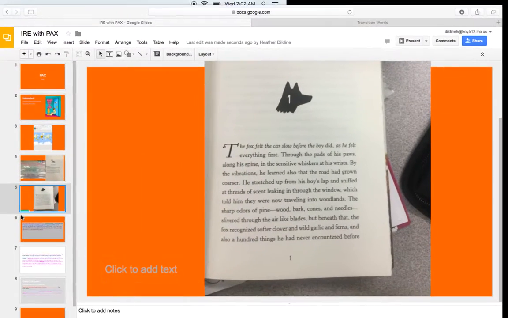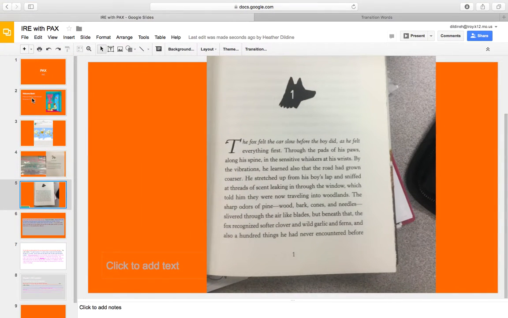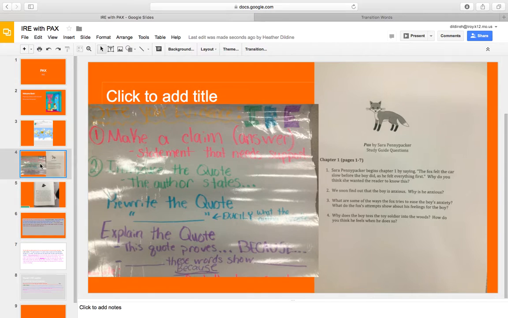Girls, today we're going to talk about what an IRE statement is. Basically, an IRE statement is an acronym for I, introduce the quote, R, rewrite the quote, and then E, explain the quote. So why is this important? Well, when you have to give a constructed response that needs to have evidence to back up your claim, what I want you to use is what is called IRE.